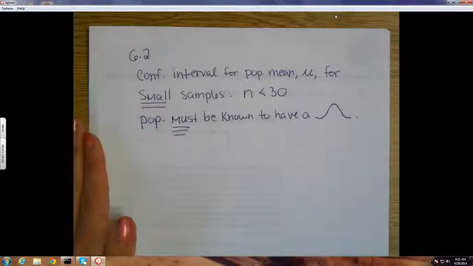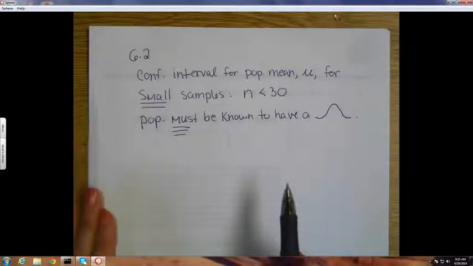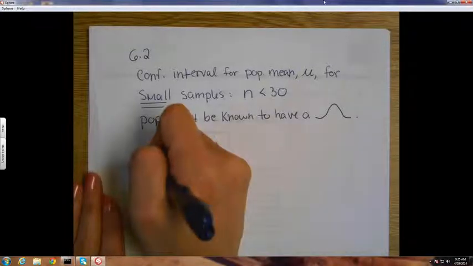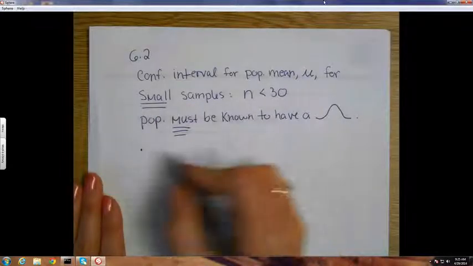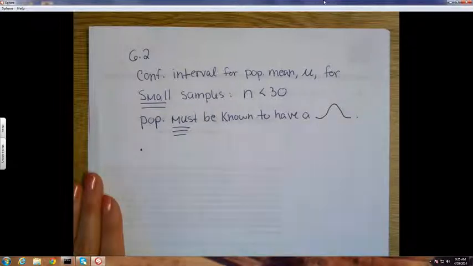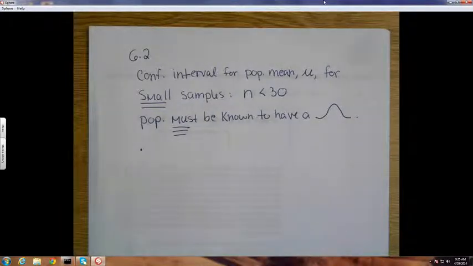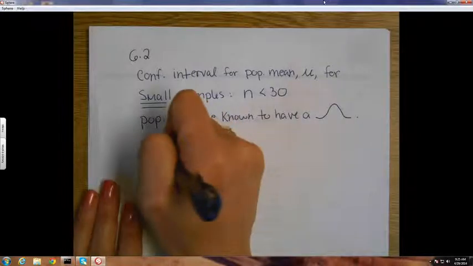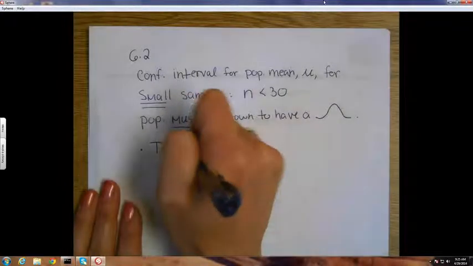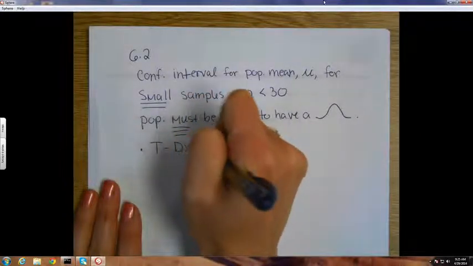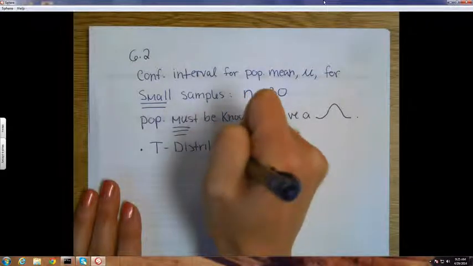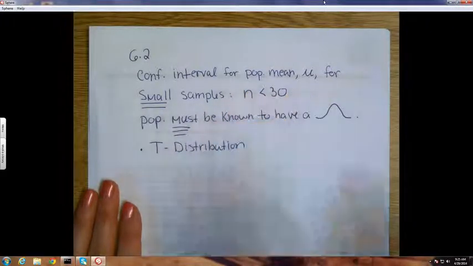So, if we've got small samples, we do have a normal distribution, and normally we call that the z-distribution, the z-scores. With smaller samples, it's slightly different. The z-scores kind of need to be a little bit bigger because the sample size is smaller. They now call them t-scores. So this is a t-distribution.